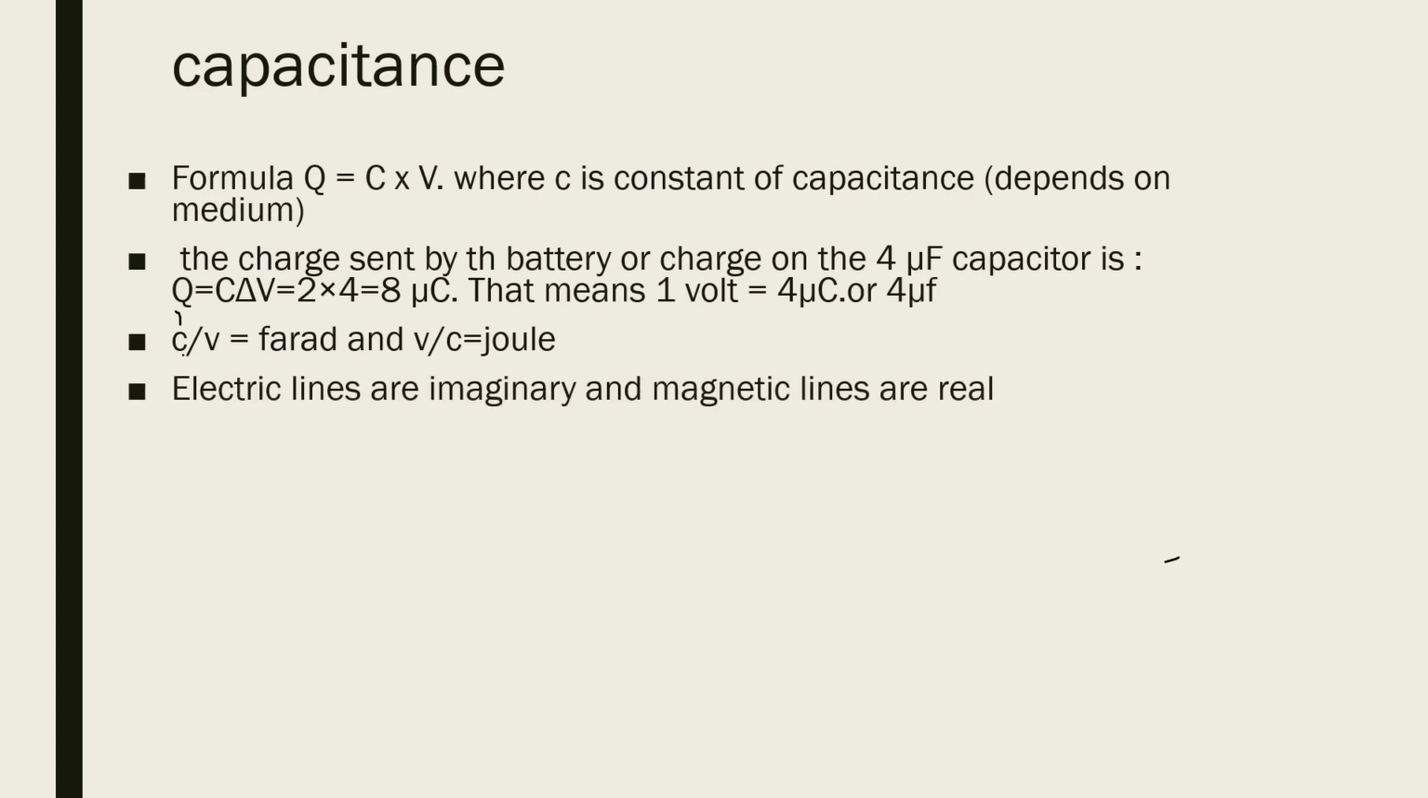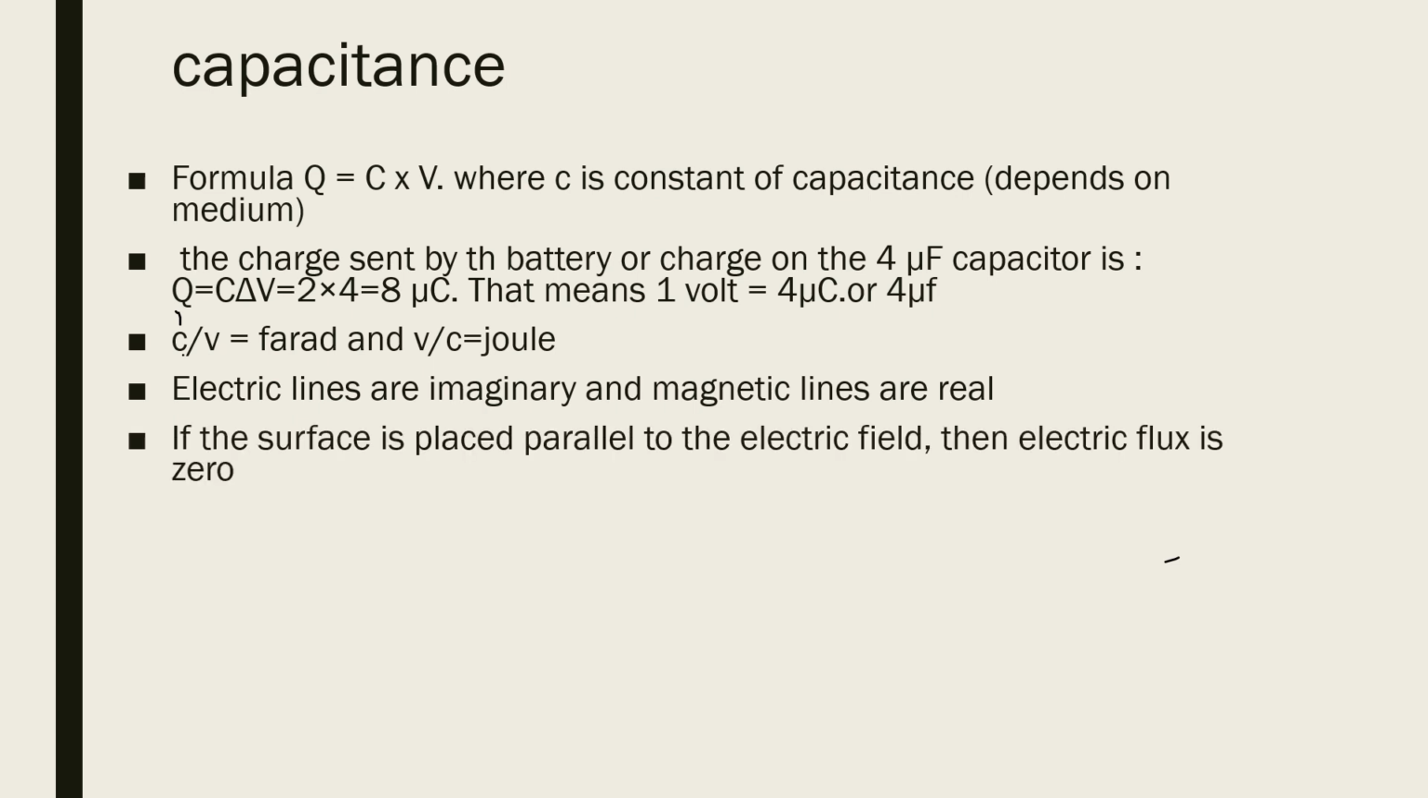Secondly, the electric lines are imaginary, not real. The magnetic lines are real. If the surface is placed parallel to the electric field, just suppose that this is a surface and this is the charge, the electric lines coming out from the charge do not intersect. They are away from each other. But here, when these are placed together, the angle here would be 0 and the flux here would be 0.